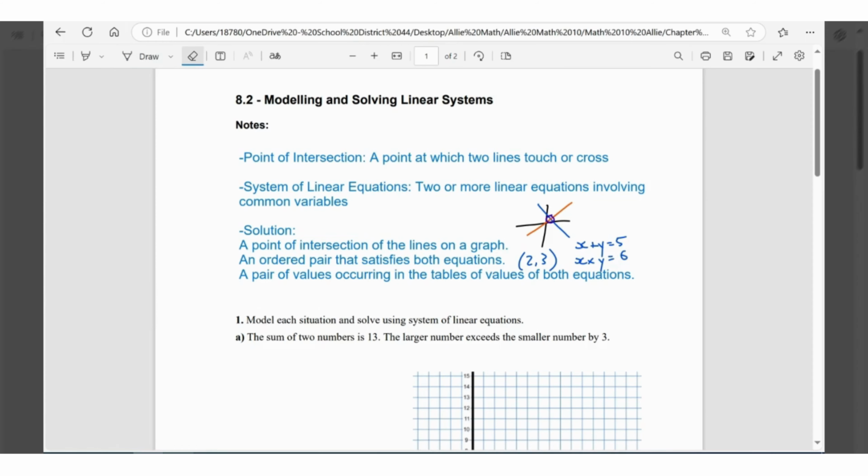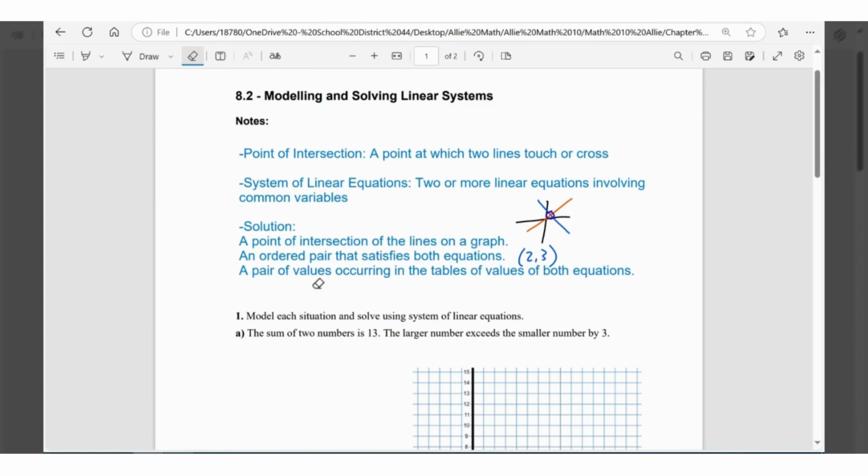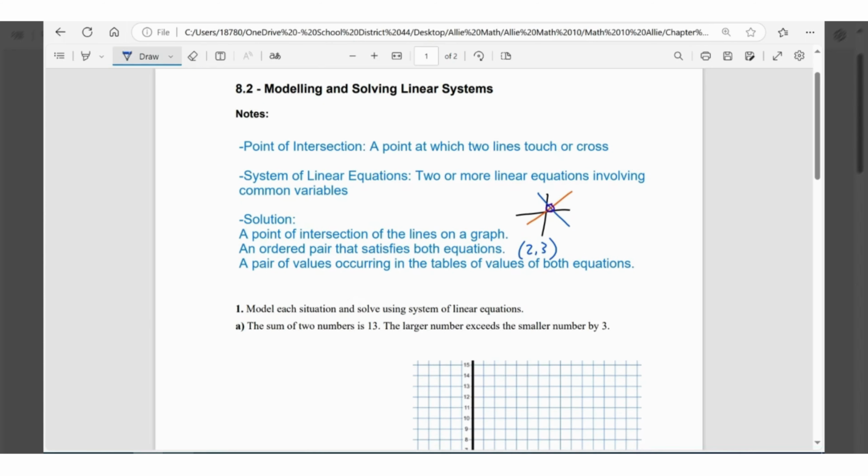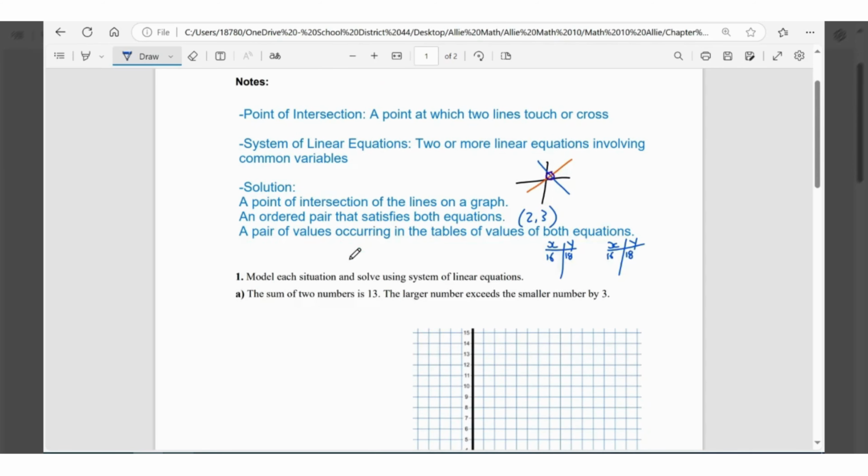It satisfies both. And our last one, a pair of values occurring in the tables of values for each equation. So if we had tables of values for each x and y, they would satisfy both, whatever it is. They would occur in both sets of tables of values.